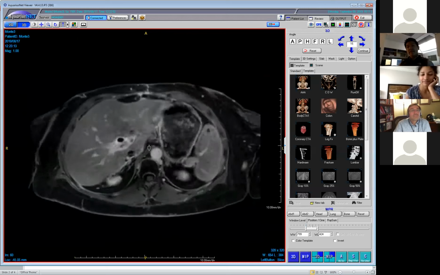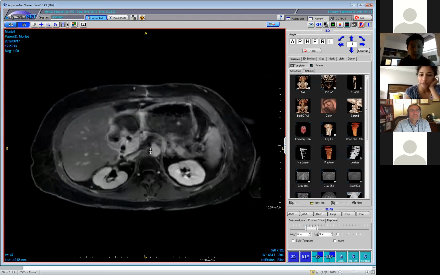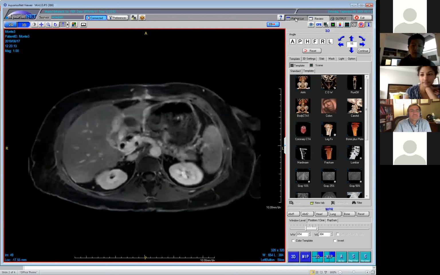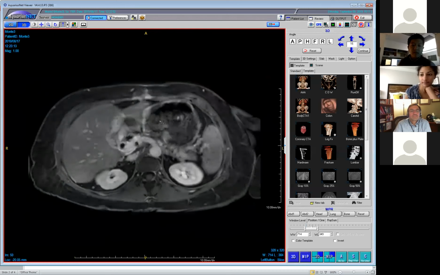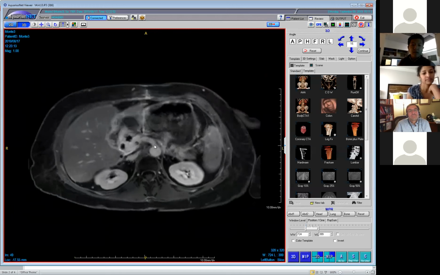So what do you guys think? Could it be like a median arcuate ligament? So they're at a different phase of breathing between the arterial and the delayed? Right, so this is exactly what it is. So we use Philips, and Philips by default images everything on end expiration. So here the patient didn't do end expiration, so we actually caught her in a more inspiratory phase. So you can see that the compression of the celiac is relieved.